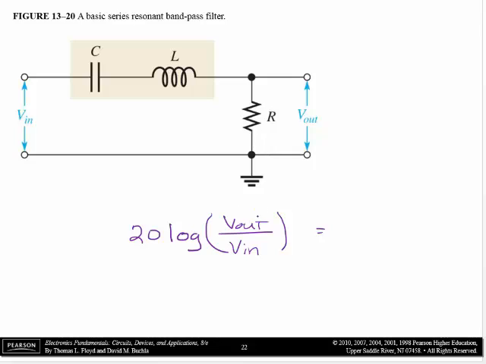20 log, if V out was 0.707 and V in was 1 volt, I would calculate this, and it would come out to be minus 3 dB, because it's called the minus because it's lower than the maximum. This is less than 1. So the power or the voltage is down by 3 dB at some particular frequency. You can do the same thing with power.